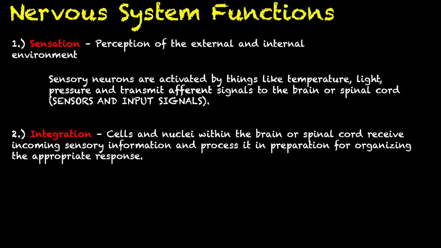The nervous system also functions in integration. You can also think of this as information processing. So the cells and nuclei within the brain or spinal cord receive that incoming sensory information that we just talked about, process it, strategize, and then we prepare for organizing the appropriate response.